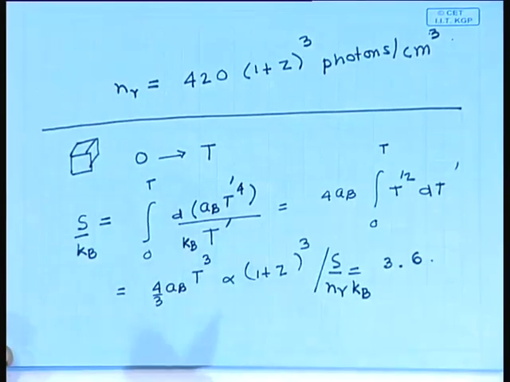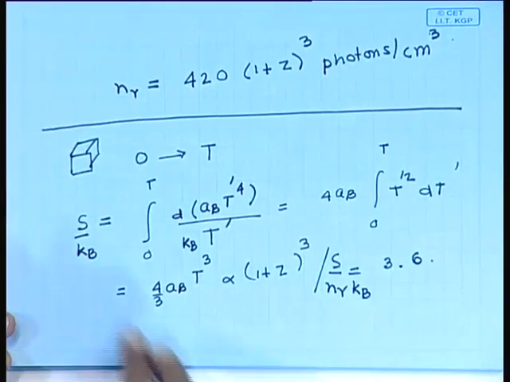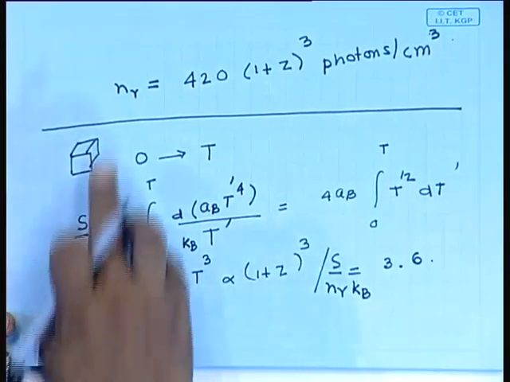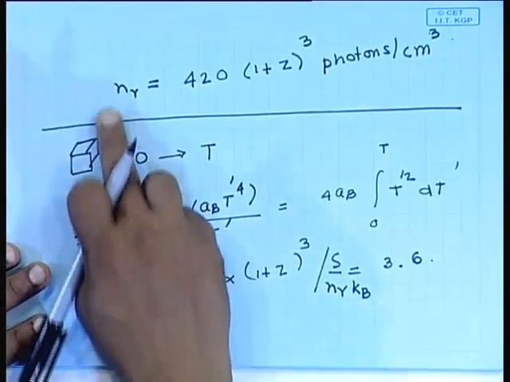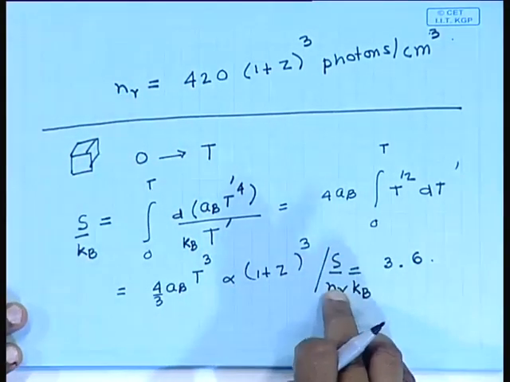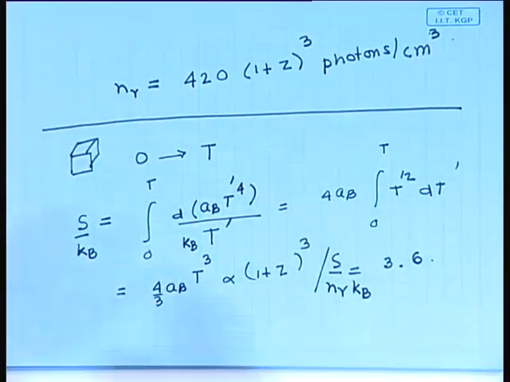This is a dimensionless number. You can check for it yourself, very simple to check. That entropy divided by Boltzmann constant is a dimensionless number. This has the same dimension as the number density of photons. We are doing this for a unit volume, so this has 1 by volume, this also has 1 by volume. The ratio of these two is dimensionless, and it has a value 3.6, which does not change with redshift.